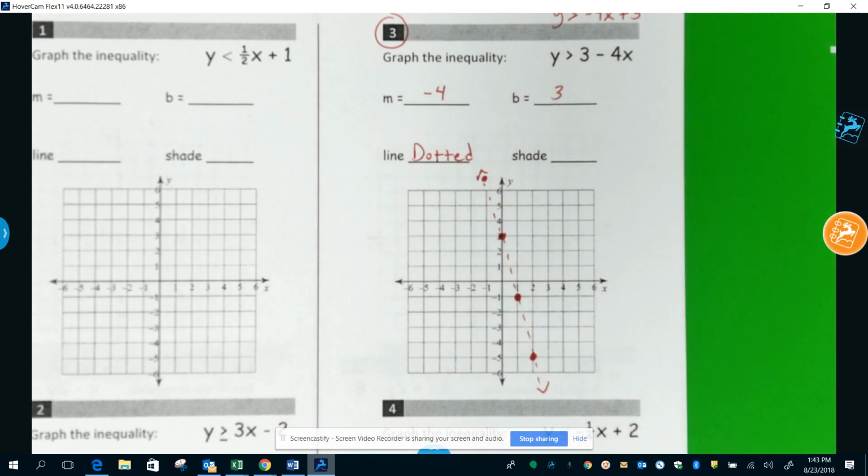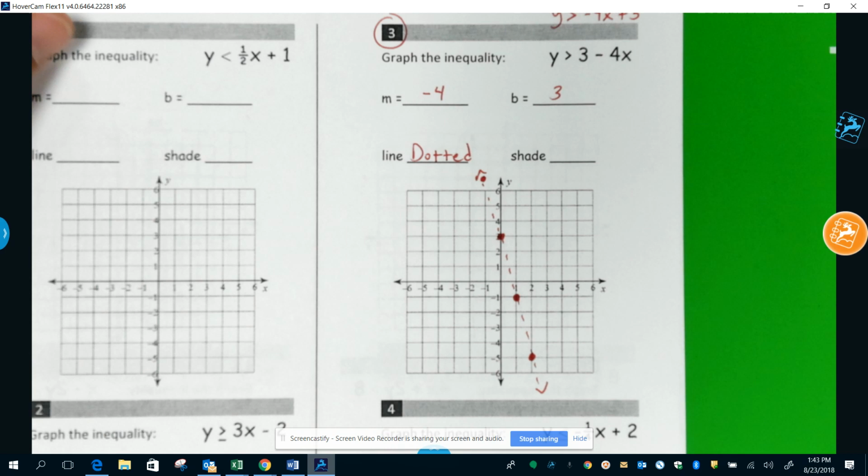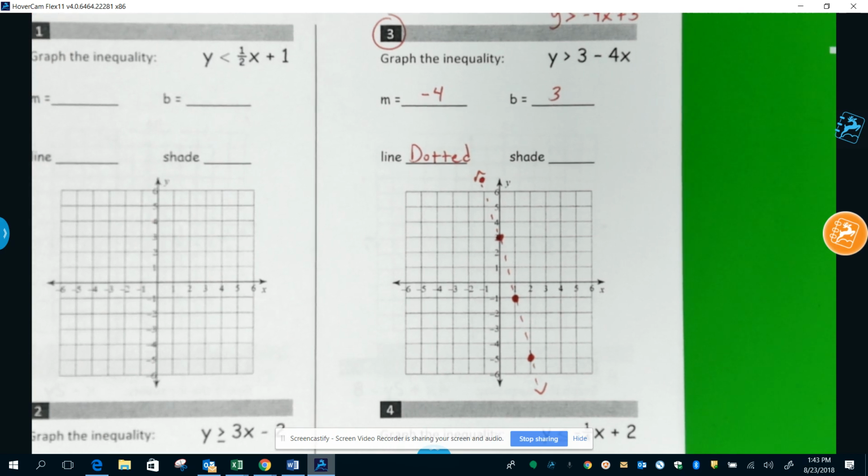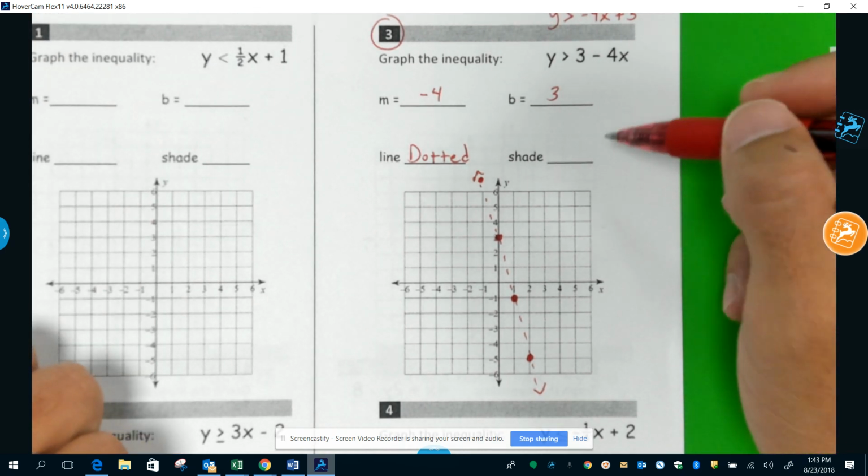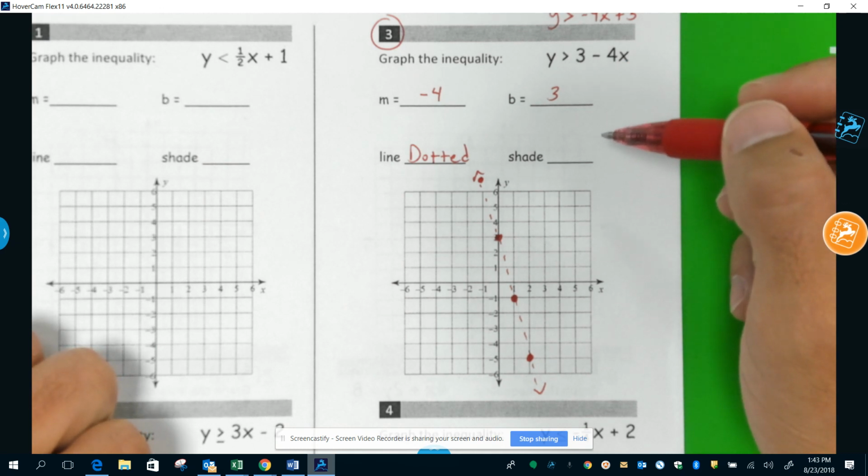Some teachers call it a dashed line. If you put dashed, I'm okay with that as well. I'm not worried about what you call it. The shading. All right, we are going to shade either up or down.